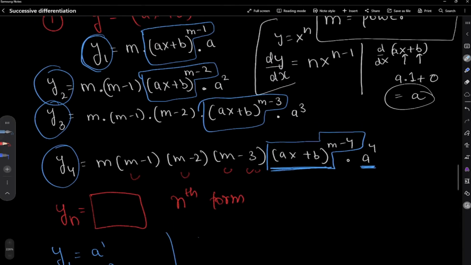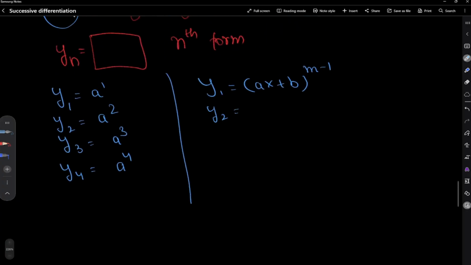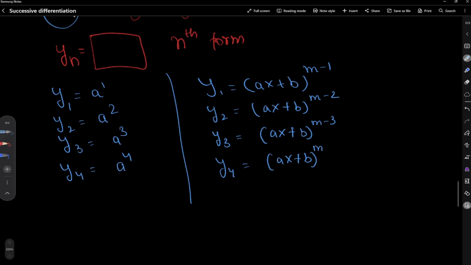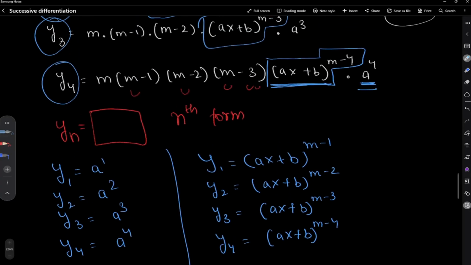I'll quickly write this here. For the first derivative it's (ax plus b) raised to the power m minus 1. For the second it's (ax plus b) raised to the power m minus 2. For the third it's (ax plus b) raised to the power m minus 3. And lastly for the fourth it's (ax plus b) raised to the power m minus 4. So we are done with the easy ones. We have covered this and we have covered this. Before starting with this part, let's generalize these two.